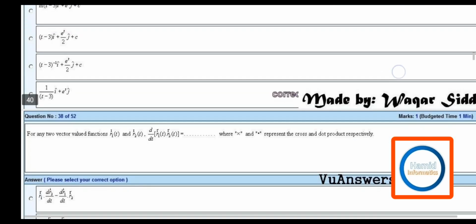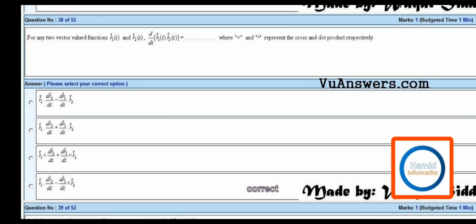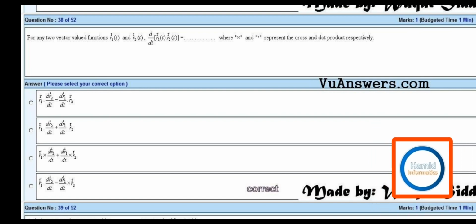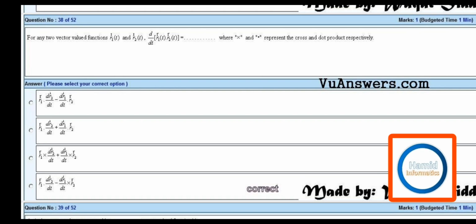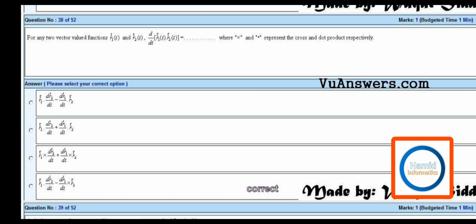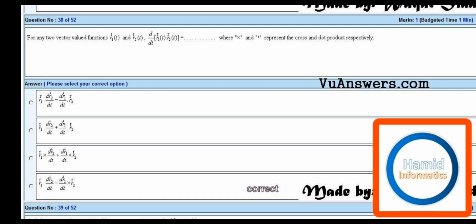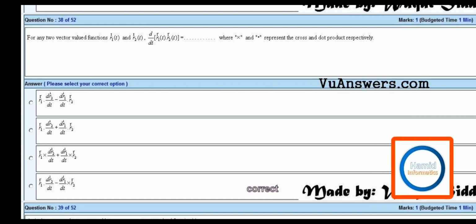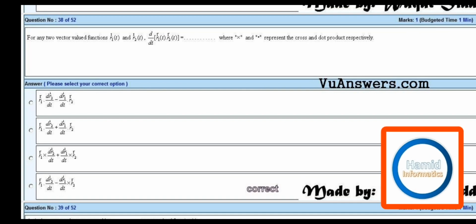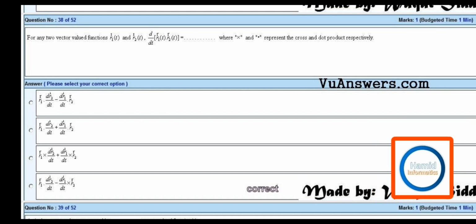Next one is, for any two vector valued functions r1(t) and r2(t), d over dt of r1(t) times r2(t) is equal to dash, where multiplication and dot represent cross and dot product respectively. And the answer is the last one: r1 dot dr2 by dt minus dr1 by dt dot r2.